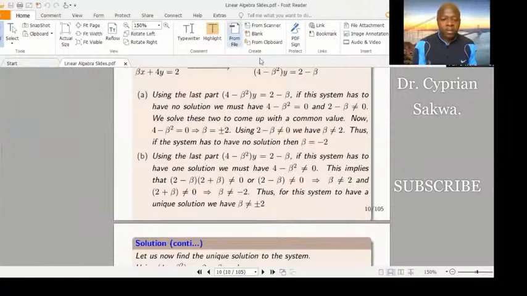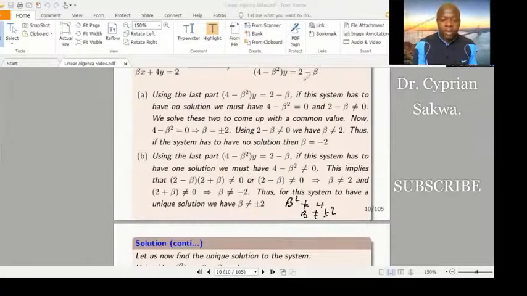I solved that. I can factorize this; if you want you can factorize, and if you don't want, you can leave it the way it is. And you just say that beta square is not equal to four, or beta should not be equal to plus or minus two. This implies that beta should not be equal to two, and should not be equal to minus two.